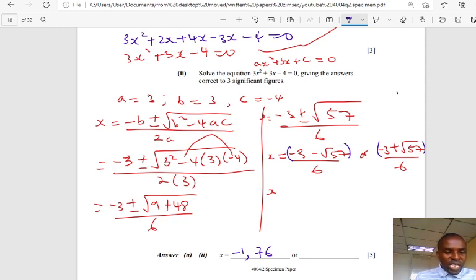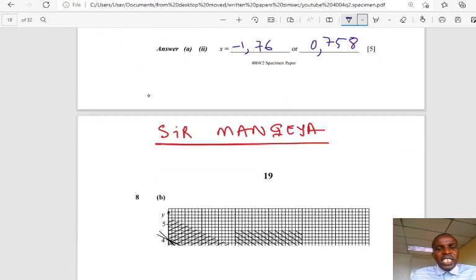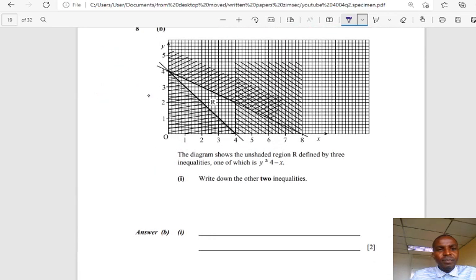Then the other one, you say minus 3 plus root of 57. Then you press your equal sign first, then you say divided by 6. Then it will be 0.758 to 3 significant figures. Done. Next part, part B.